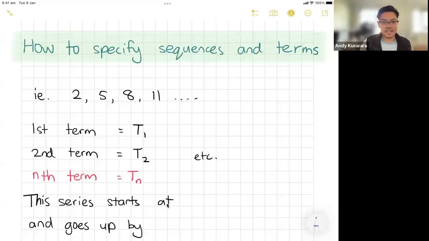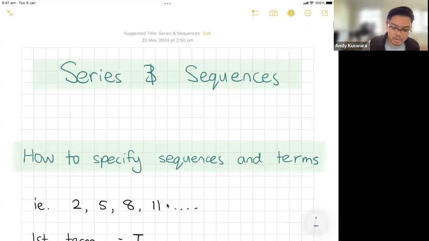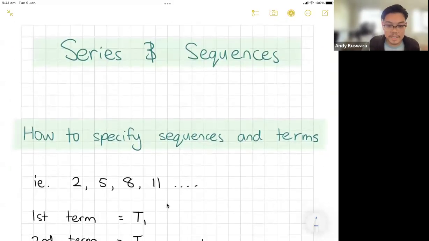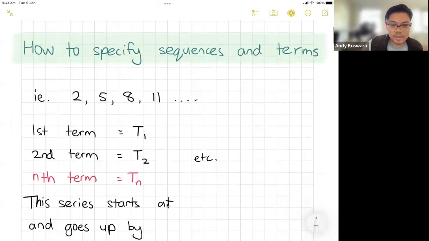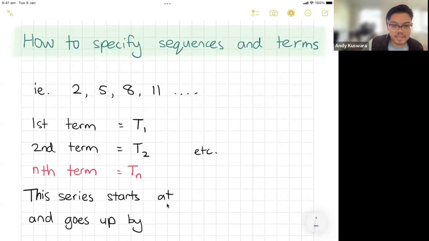All right. Short and sweet one for this lesson. We're talking about how to specify sequences and terms. We're talking about series and sequences, new topic, by the way. And so a sequence is essentially a number pattern. For example, 2, 5, 8, 11. You can see here that there's a pattern. It goes up by threes.